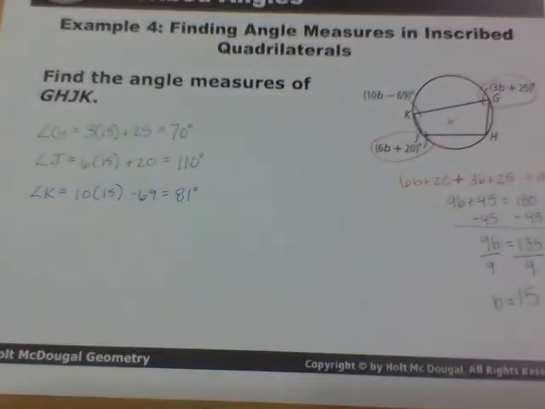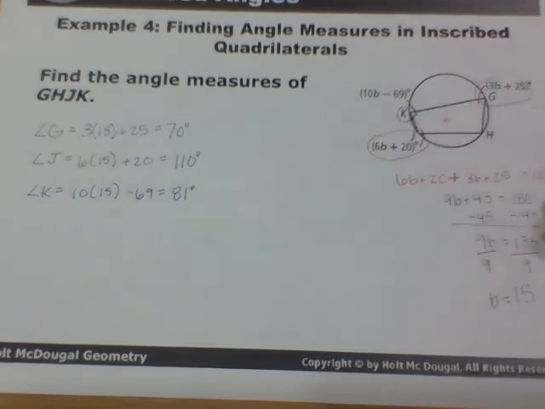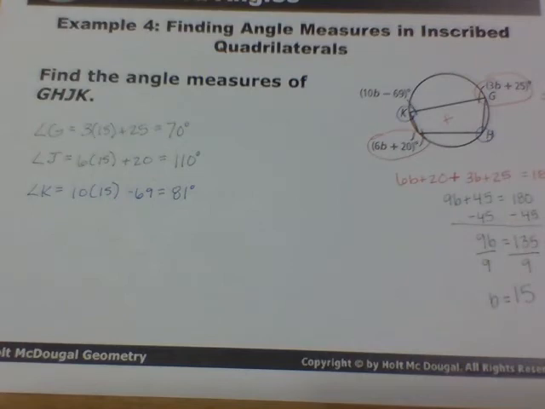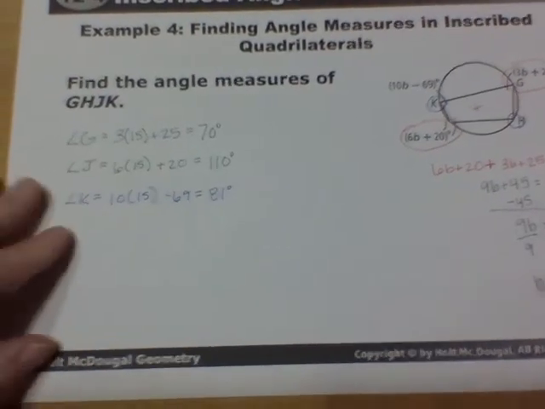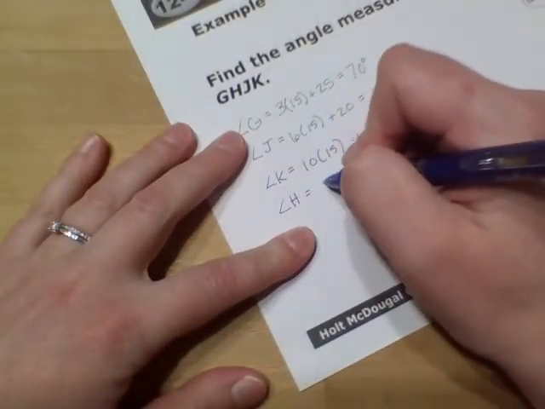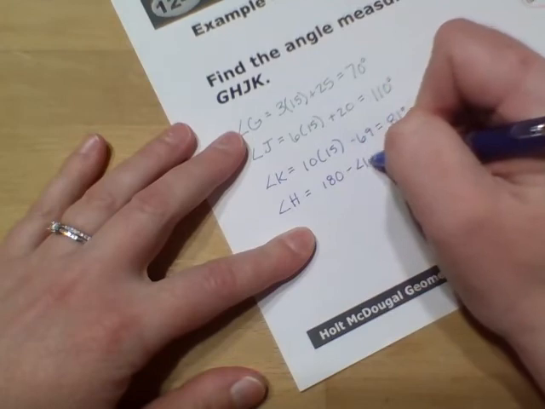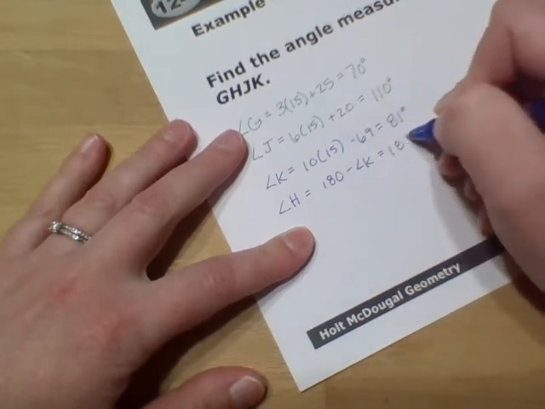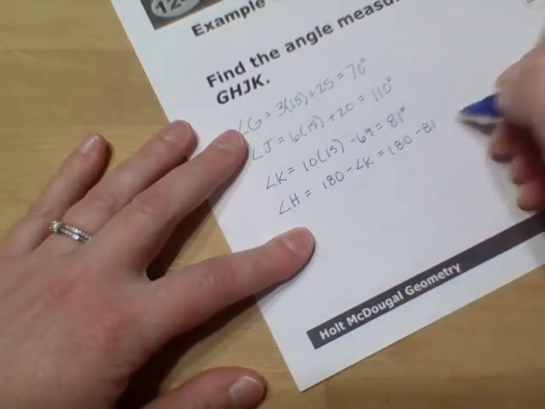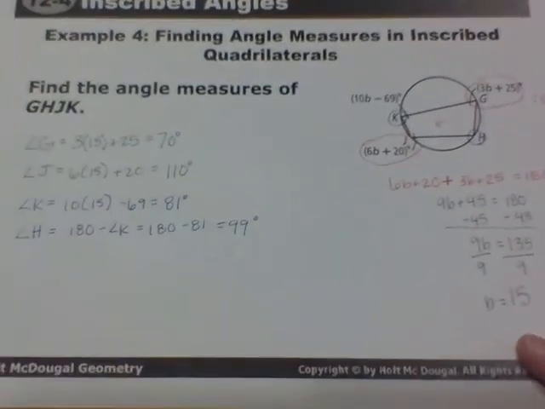And then remember that our opposite angles, so K and H, should also add to be 180 degrees. So if we want to find angle H, we should just take 180 minus angle K, or 180 minus 81. And we'll get 99 degrees for this missing angle.